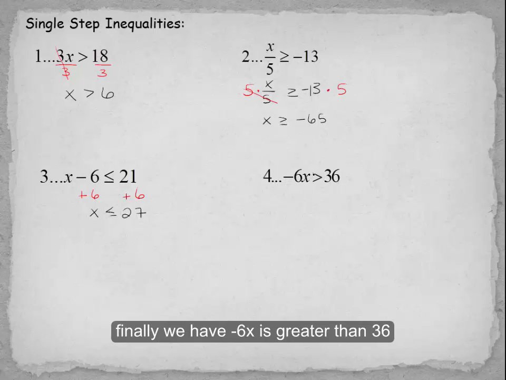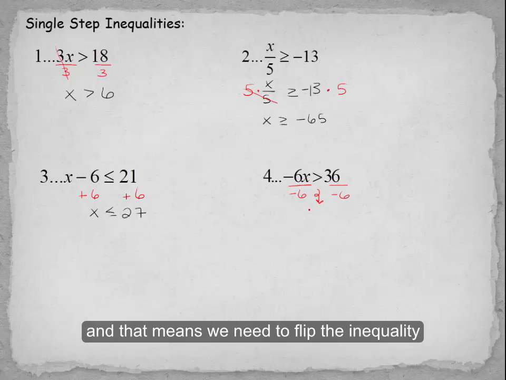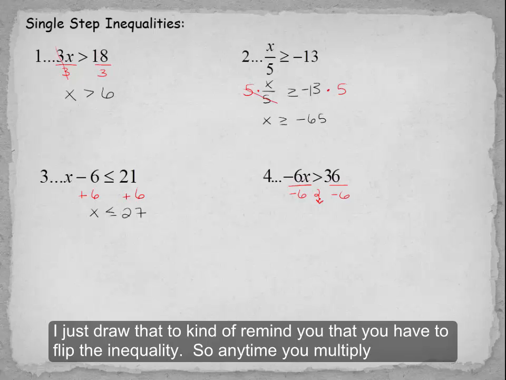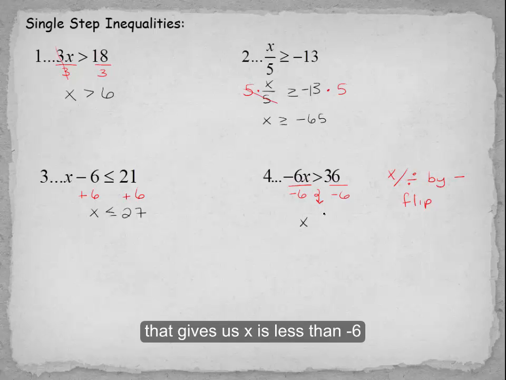Finally, we have negative 6x is greater than 36. Here we're going to be dividing both sides by negative 6, which means we're dividing by a negative, and that means we need to flip the inequality. I just draw that to kind of remind you that we have to flip the inequality. So anytime you multiply or divide by a negative, flip the symbol. That gives us x is less than negative 6.